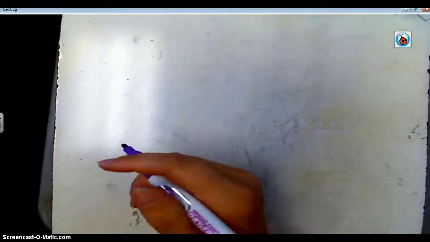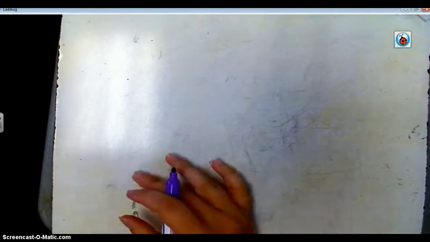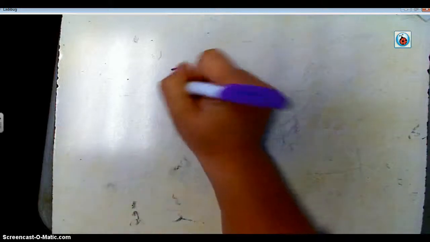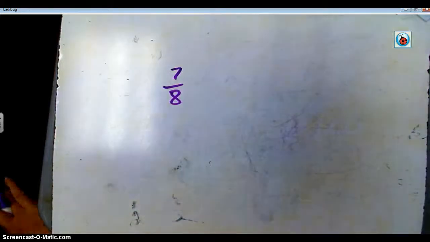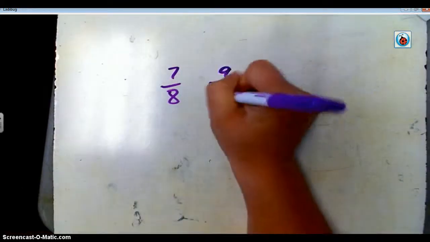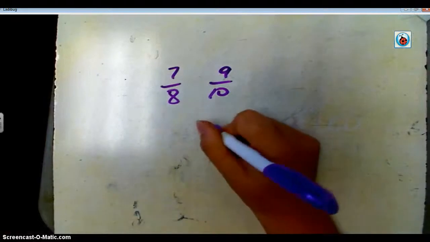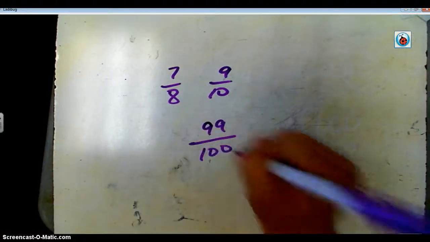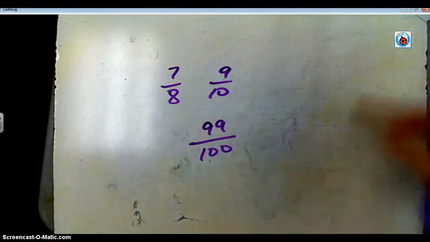Anytime you have that top number, your numerator, one less than the denominator, it's simplified. So if I have 7/8, is it simplified? Yes. There you go. There you have it.